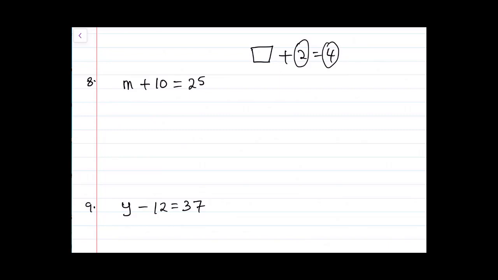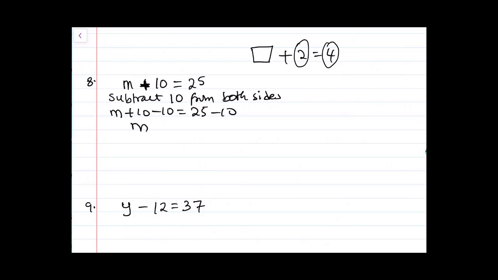So a similar approach is what we are going to adopt here, but this is how we are going to look at it. So we have plus 10. If we want to determine the value of this variable, we're going to say subtract 10 from both sides. So this becomes m plus 10 minus 10 and 25 minus 10. So the 10 will cancel out, plus 10 minus 10, and m will be 15. So this is the alternative way that I have in mind of sharing with you.